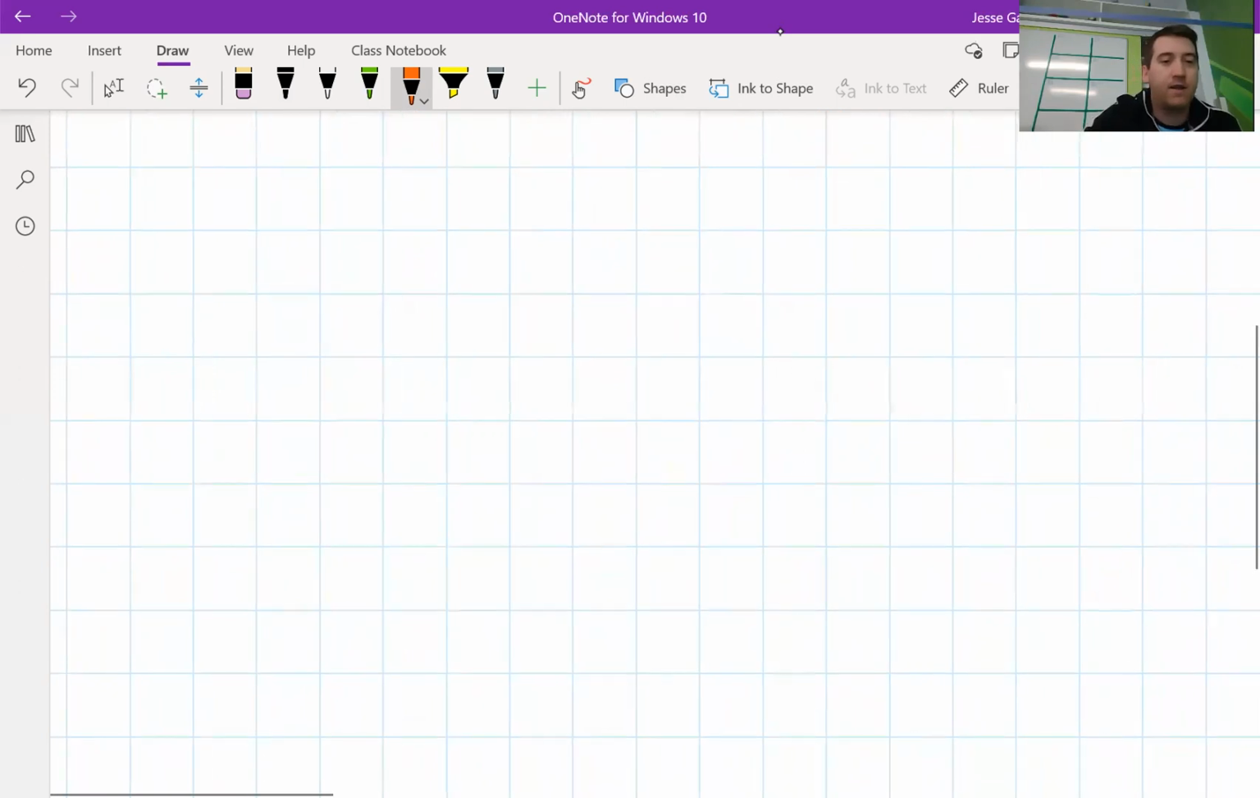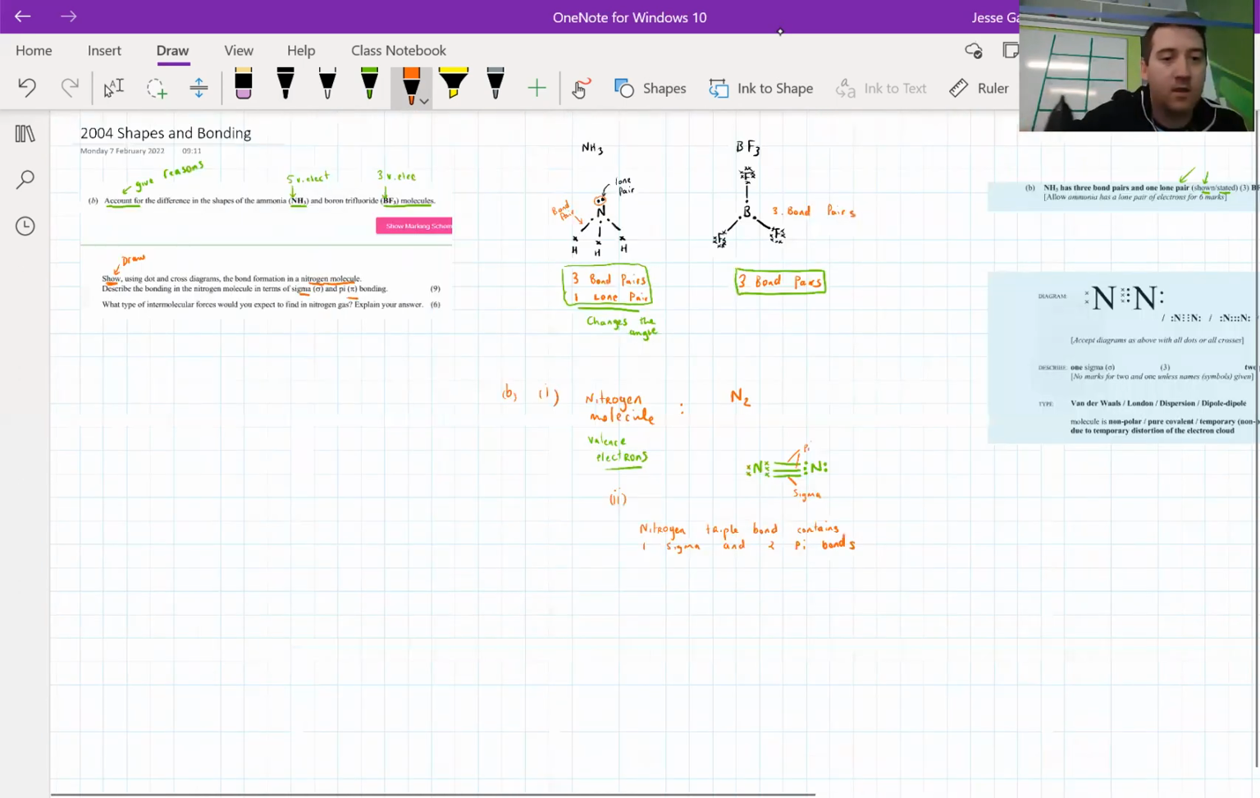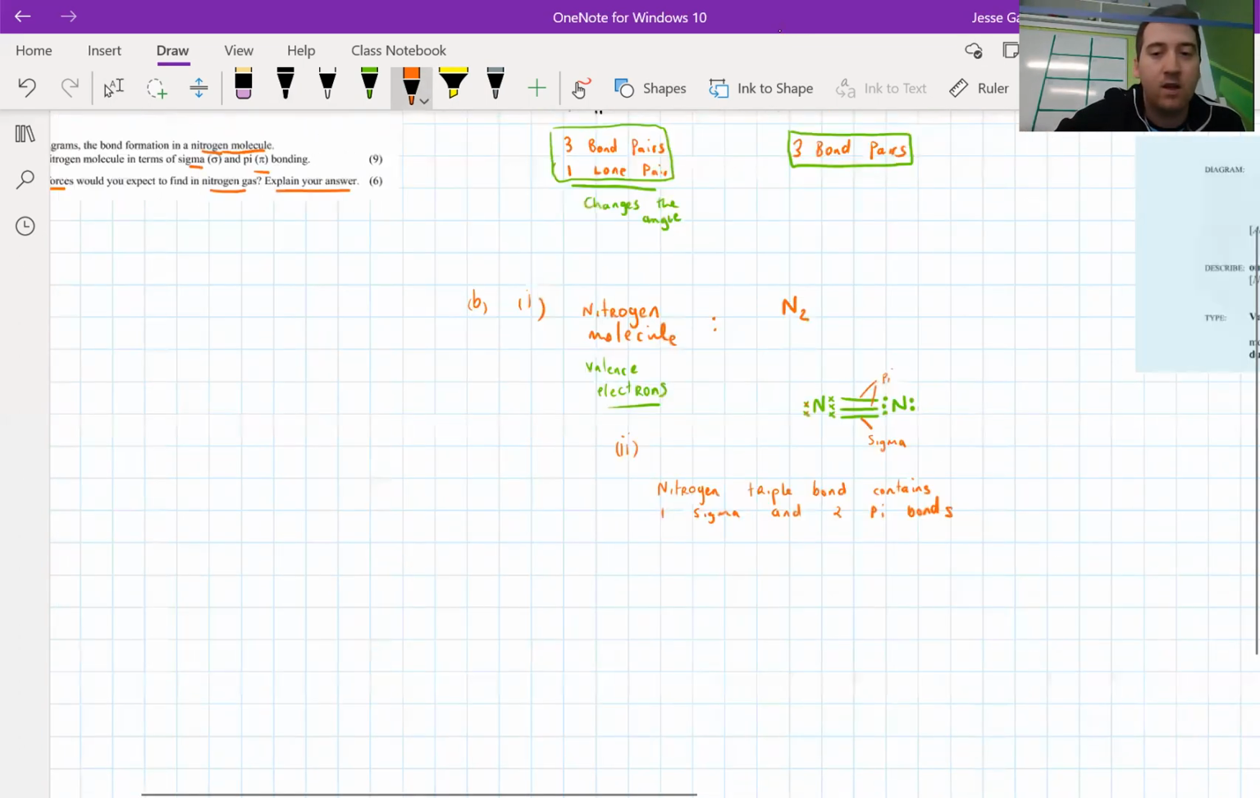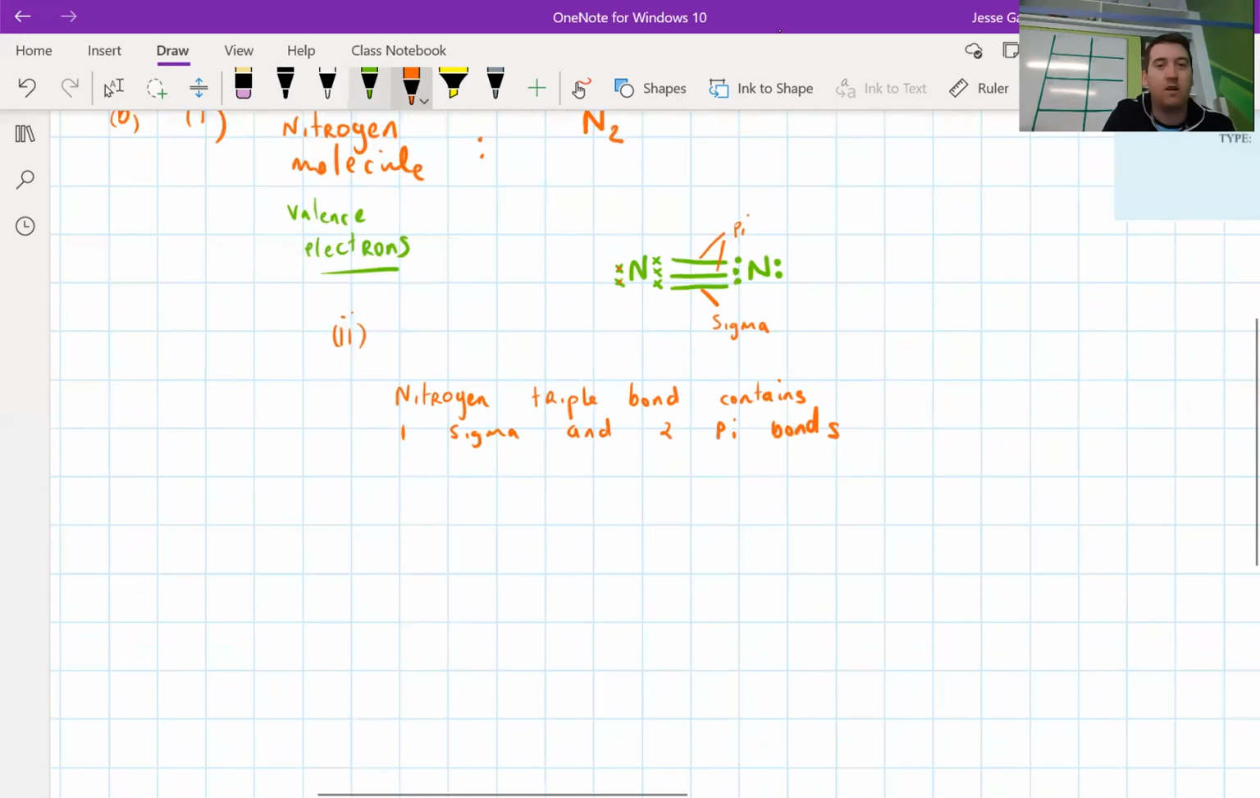Okay, all right. Next question. What type of intermolecular forces would you expect to find in nitrogen gas, and explain? So don't forget to explain. So in this molecule here, if we have a molecule of nitrogen like that, there's a nitrogen triple bond, and we bring another one close by, how will these attract each other? What type of intermolecular forces will there be? So it asks you to give a type and explain your answer.